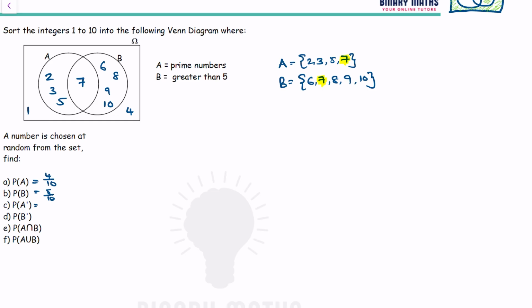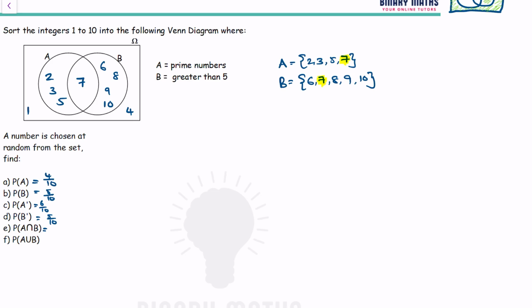Probability of not A will be everything that is not in the circle A. So if you highlight the circle A, every number that is not in that circle. So 1, 2, 3, 4, 5, 6. 6 numbers are not there. So it's 6 out of 10. Probability of not B will be everything that's not in B. So 1, 2, 3, 5, and 4. So that means that's 5 numbers. So 5 out of 10 altogether.